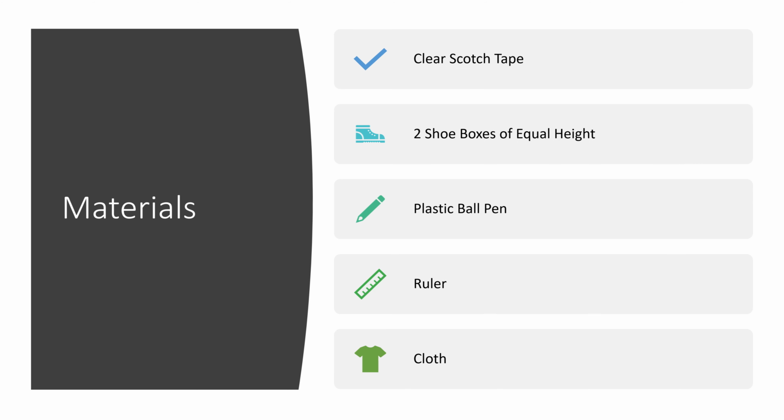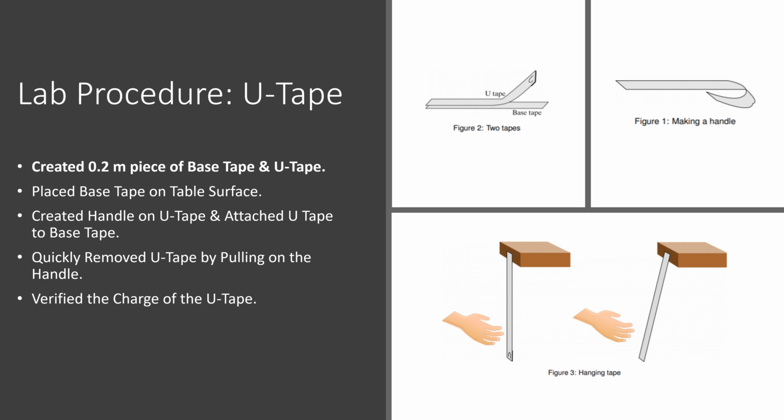The materials included in this lab were clear Scotch tape, 2 shoe boxes of equal height, a plastic ball pen, a ruler, and a piece of cloth. The lab procedure began with the creation of the U-tape and the base tape. I cut out 2 pieces of clear Scotch tape and labeled them as the base tape and U-tape. I then placed the base tape on the table surface.